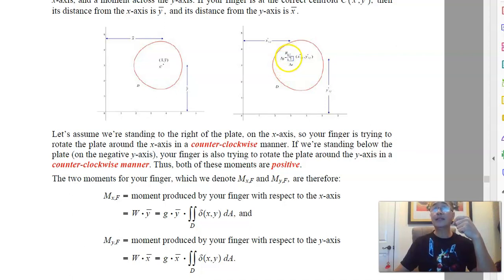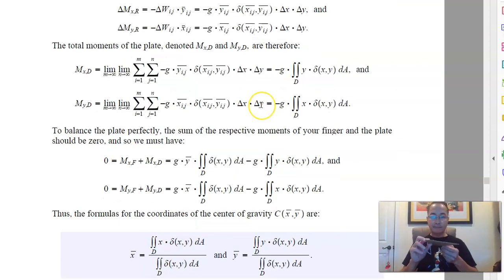How far is this little rectangle from the x-axis? That's the y-coordinate again, but this time we'll call it yij star, because that distance is going to change as the rectangle moves around your plate. Similarly, the moment of that little rectangle is its mass multiplied by its distance from the y-axis, which in this case is the x-coordinate xij star.